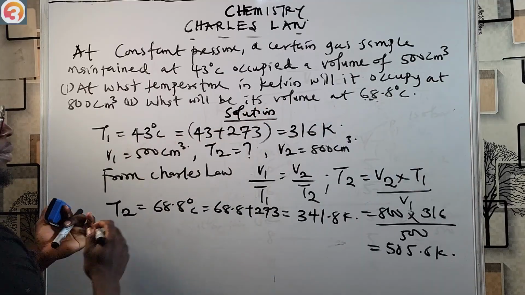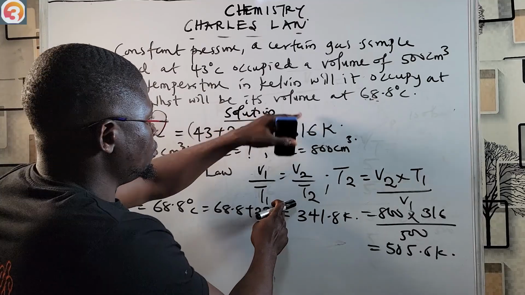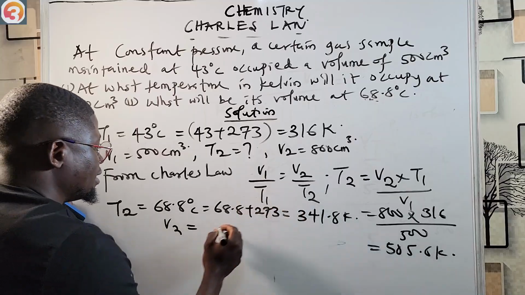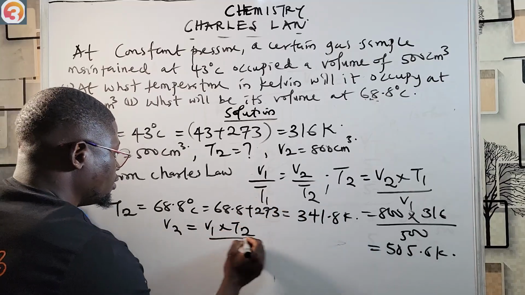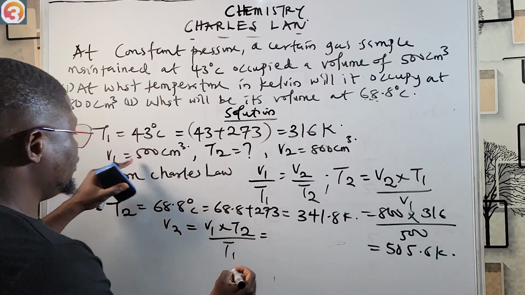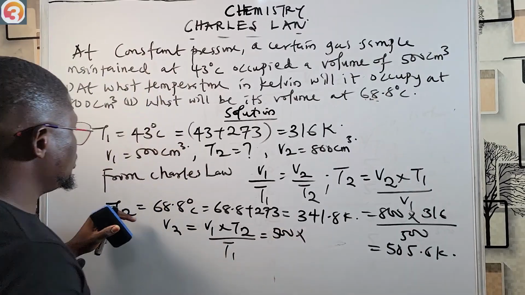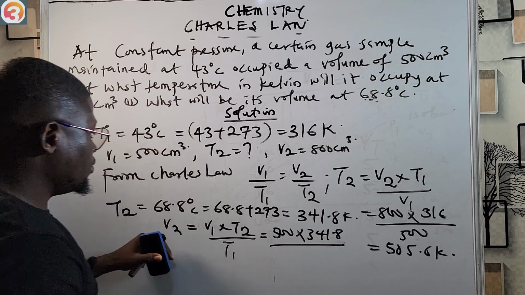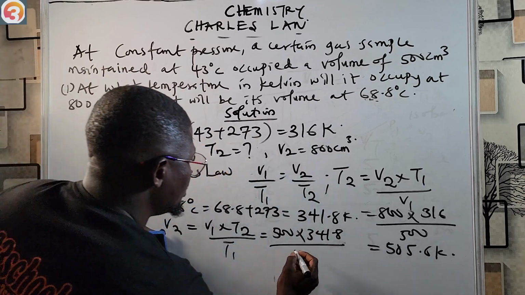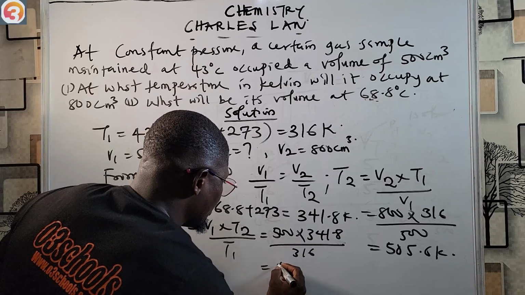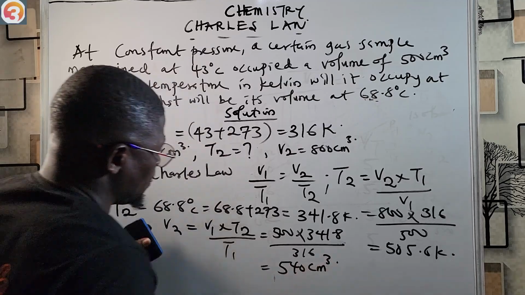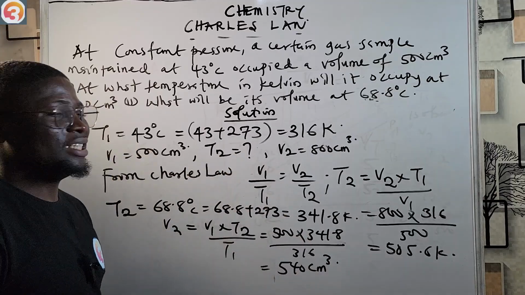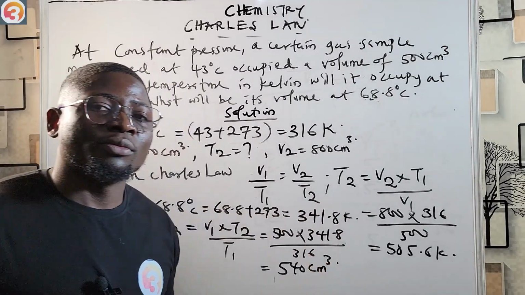So we know V1. For our formula again, we're looking for V2. Cross multiply here. V2 will be equal to V1 times T2 all over T1. V1 is 500 times T2, which is 341.8, all over T1, which is 316. If you do this, I'm going to have 540 centimeter cube. So it's as simple as ABC. Just know your formula and then you know what to do. You are good to go.